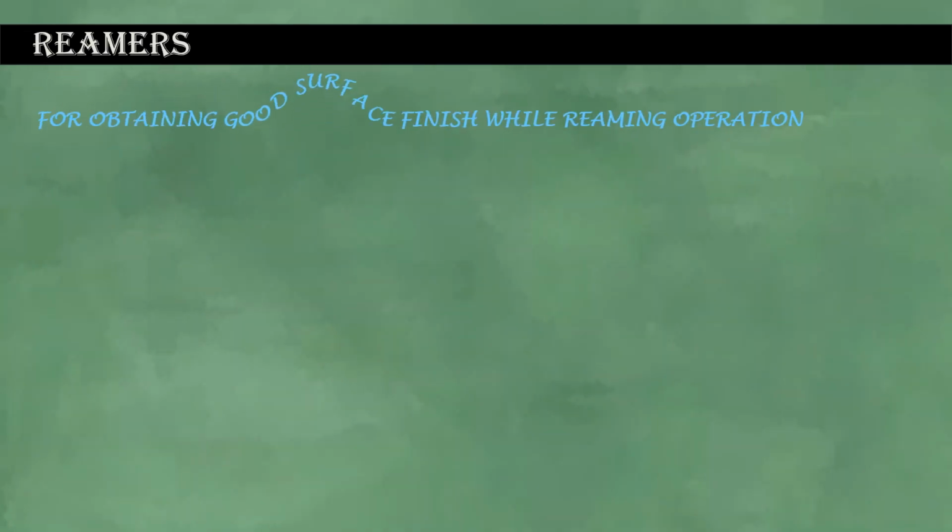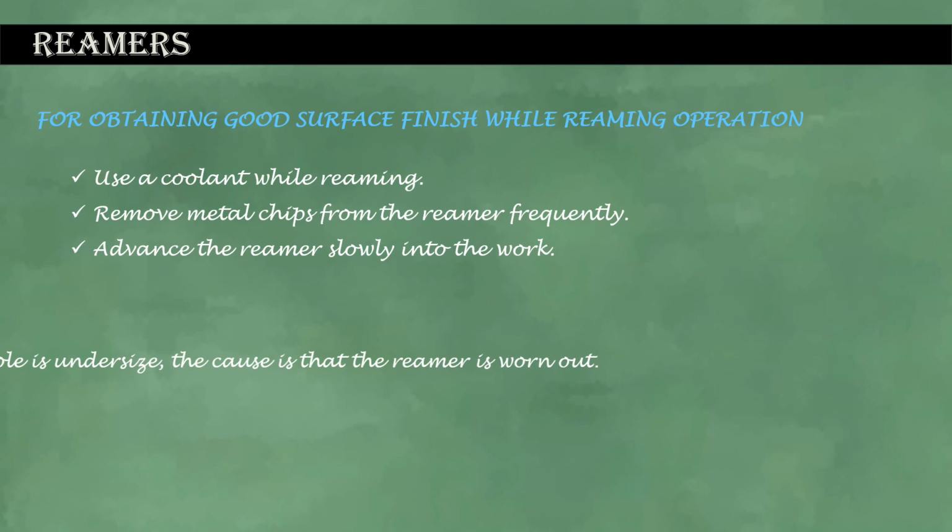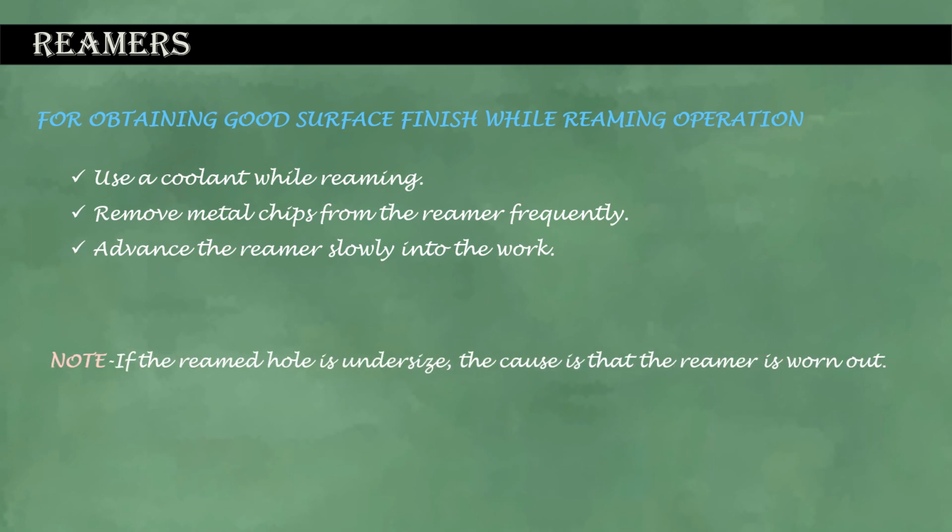For obtaining good surface finish while reaming operation, use a coolant while reaming. Remove metal chips from the reamer frequently. Advance the reamer slowly into the work. Note, if the reamed hole is undersize, the cause is that the reamer is worn out.